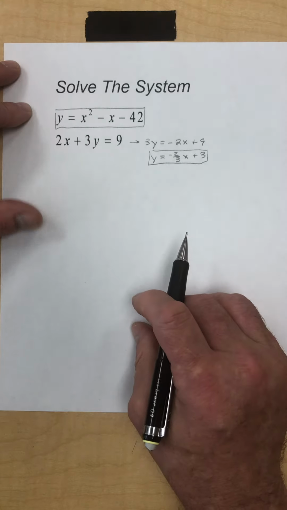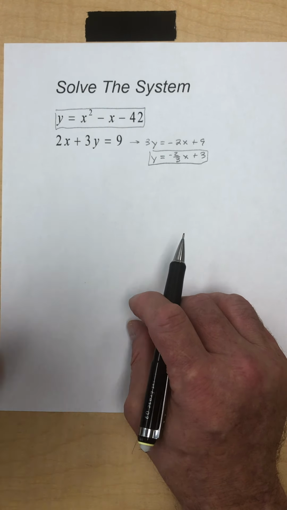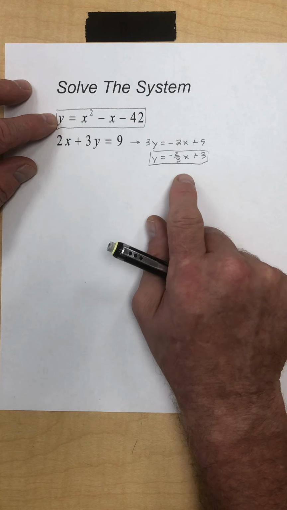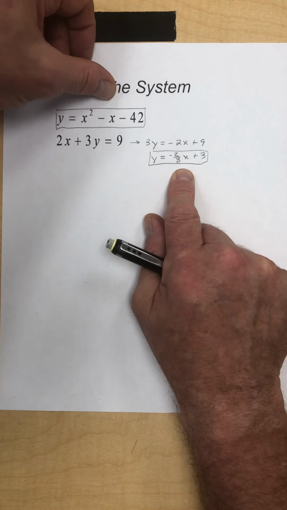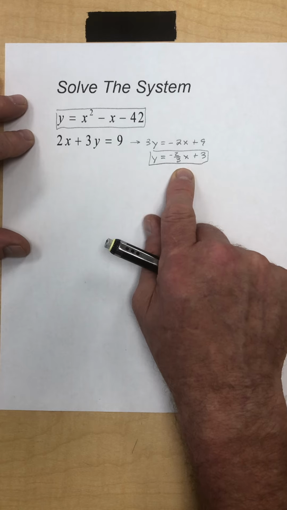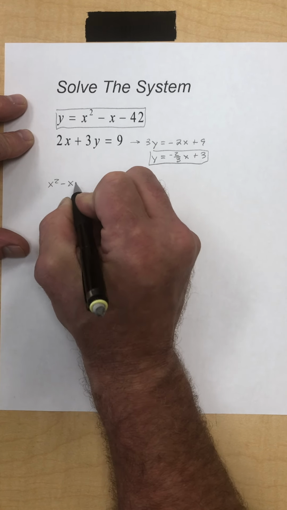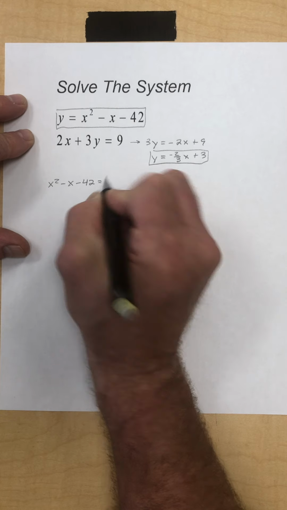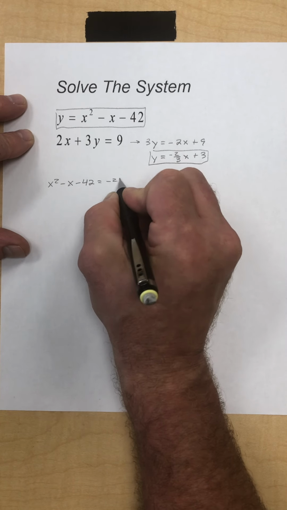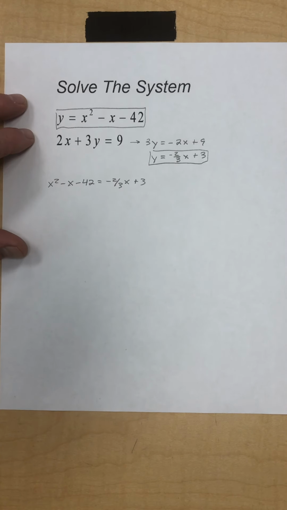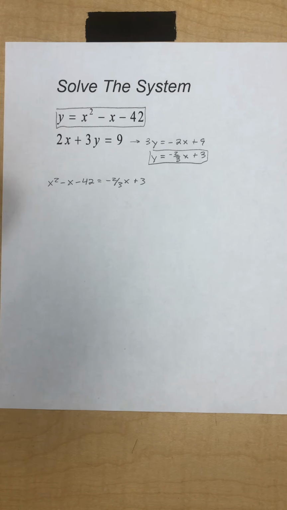So the easiest way to solve this would be by substitution. If this is equal to y and this is equal to y, these two things have to be equal to each other. So set them equal to each other. We get x squared minus x minus 42 equals negative 2/3 x plus 3. And obviously we're going to get a quadratic.